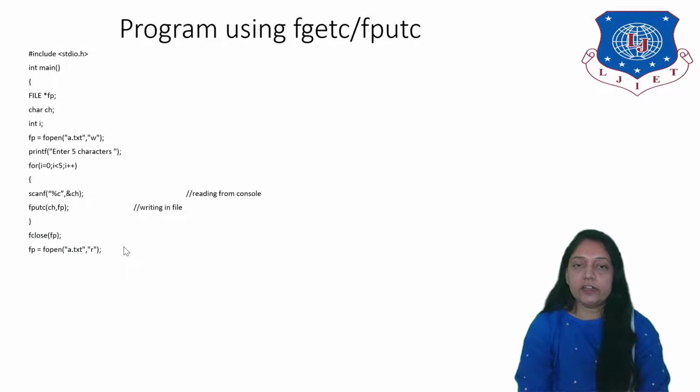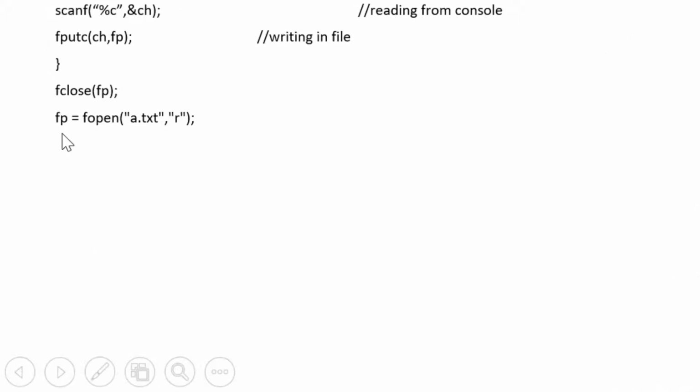Now the data has been written in the file. We'll open the file for reading purpose. So again use the fopen function: fp is equal to fopen(, the file name, the same file name a.txt, but this time the mode will be r. That is, we are going to open the file for reading purpose.